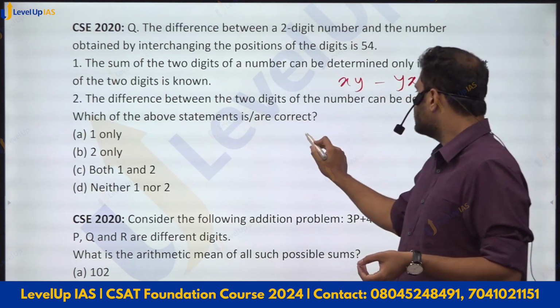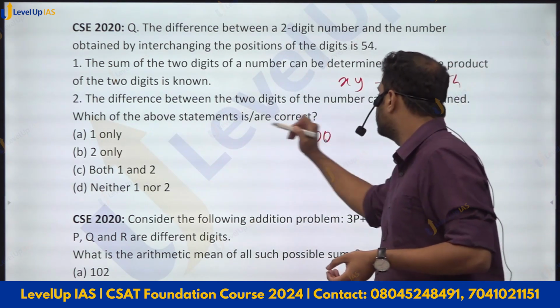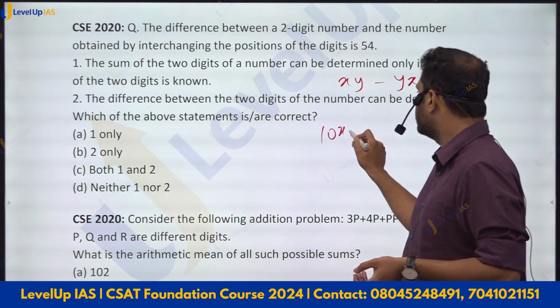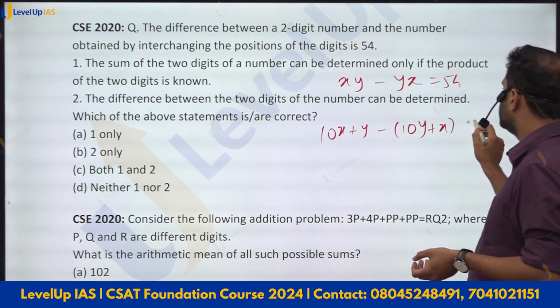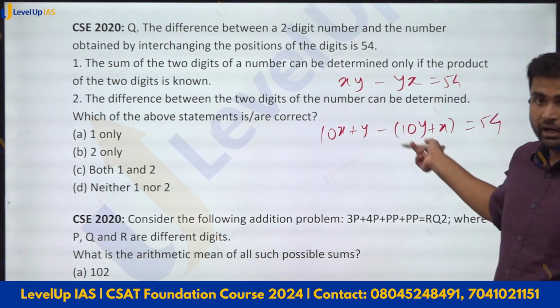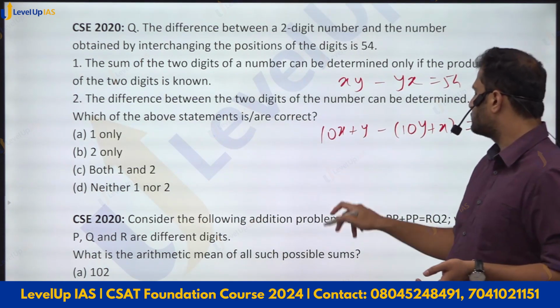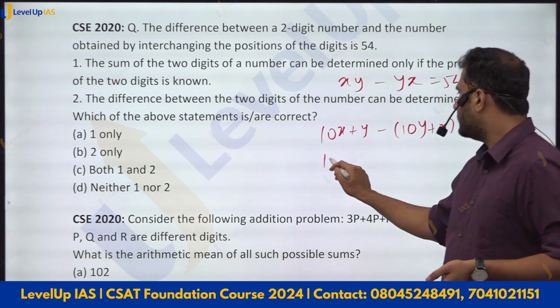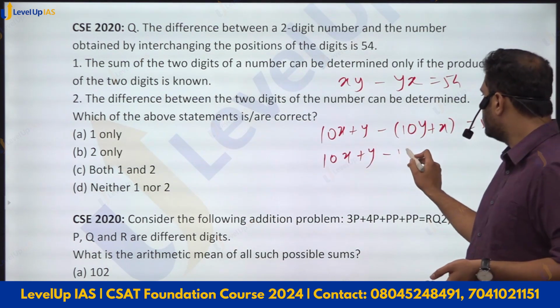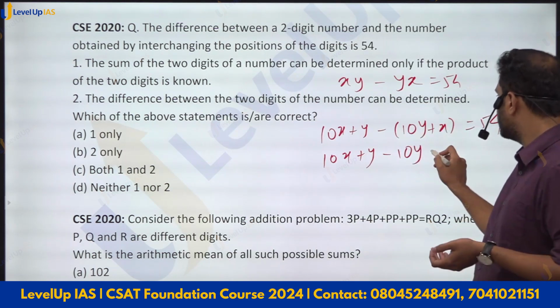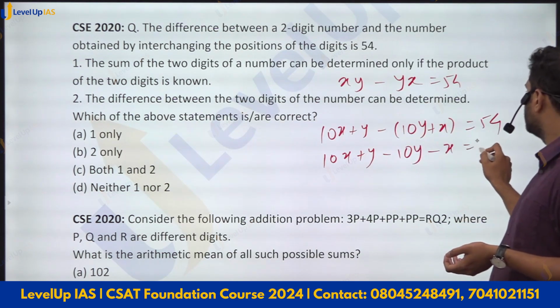So you can write it as 10x plus y minus 10y plus x is equal to 54. Now I hope you are familiar with this kind of subtraction. This is 10x plus y, because there is a minus sign outside, it would be minus 10y, and minus plus minus x is equal to 54.